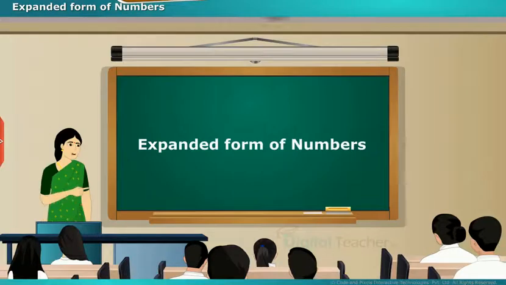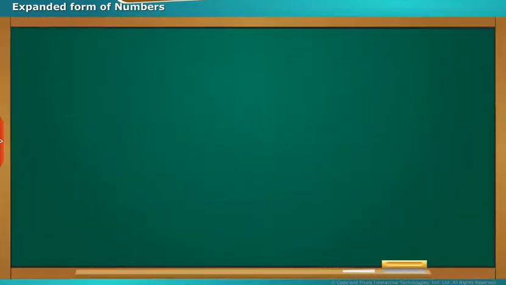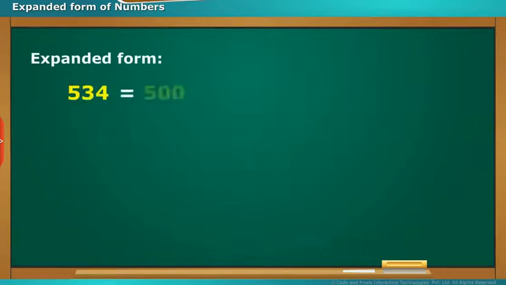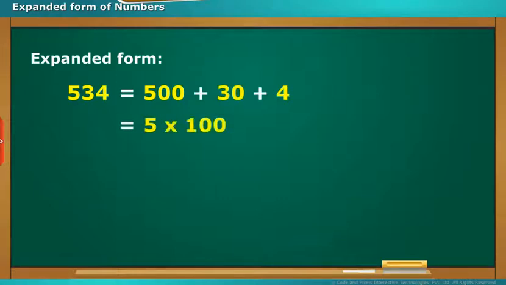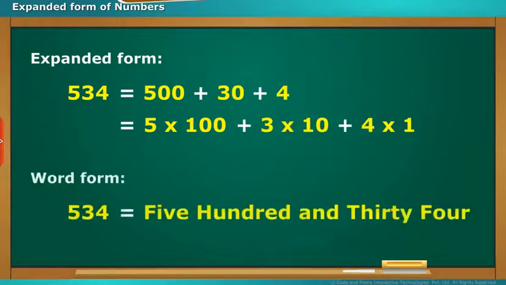Now, we will learn the expanded form of numbers. Here is the number 534, which is in standard form. The expanded form of 534 is 500 plus 30 plus 4. It can also be written as 5 into 100 plus 3 into 10 plus 4 into 1. The word form of the number 534 can be written as shown on the screen.